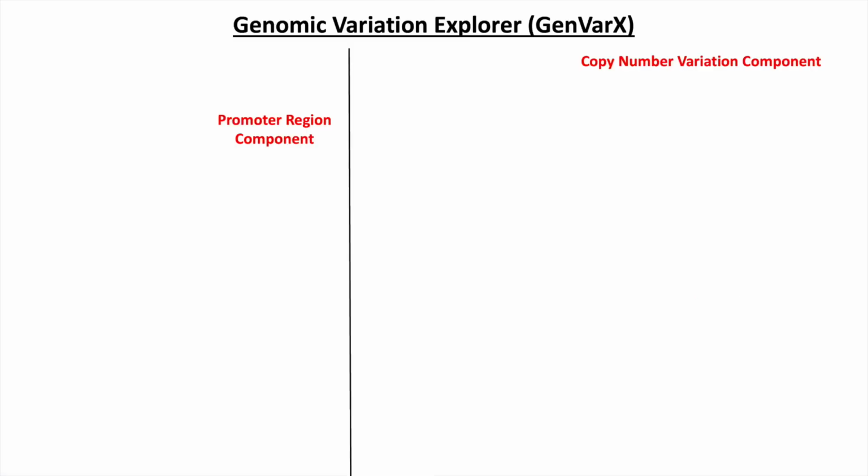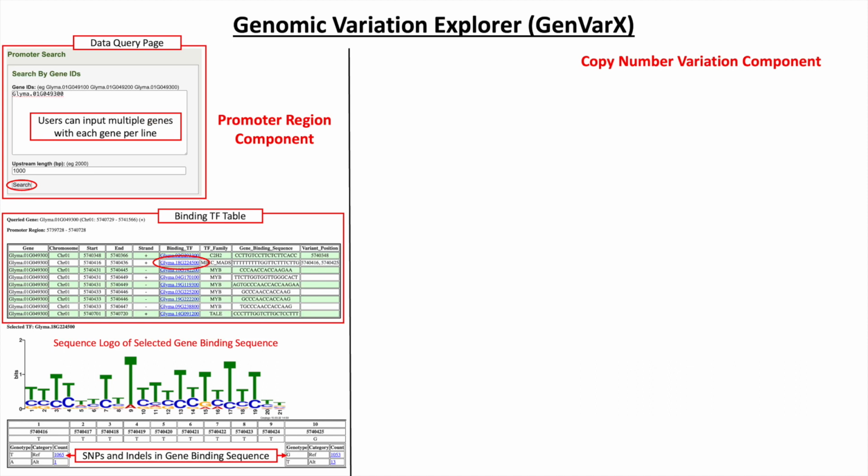In the Genomic Variation Explorer, there are 2 components, which are the promoter region component and the copy number variation component. In the promoter region component, users can input multiple genes to perform query to obtain results, which include transcription factor binding sites, binding transcription factors, and gene binding sequence in the binding TF table. If users are interested in a transcription factor binding site, they can click on the binding TF to visualize the sequence logo figure of the gene binding sequence and a breakdown table of the gene binding sequence. SNPs and indels in the gene binding sequence can link to phenotypes with the Phenotype Viewer.